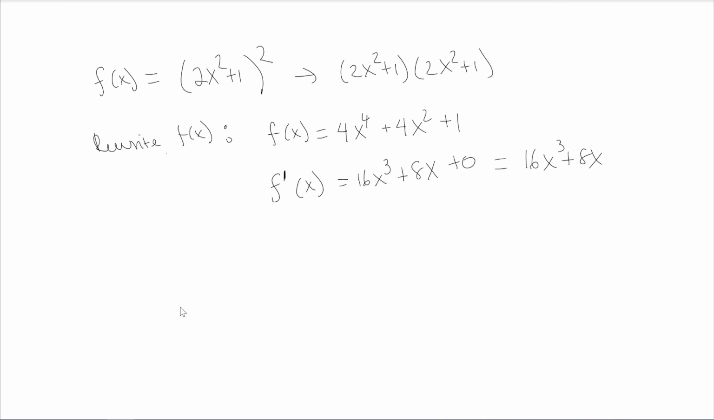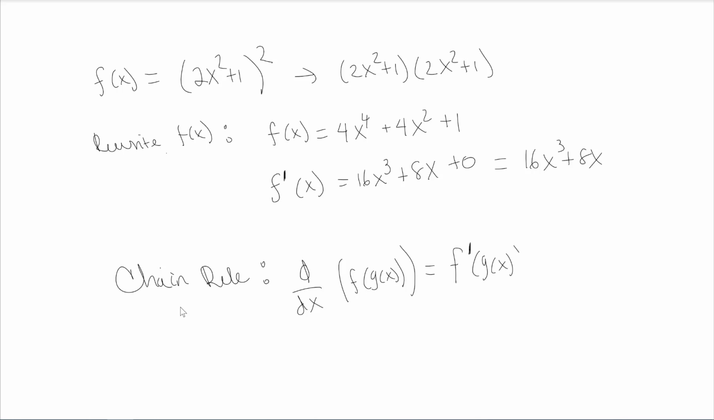So what is the chain rule? What the chain rule says is that when you have a composition of functions, the derivative of the composition of functions is the derivative of the most outside function, so f prime. g stays untouched, and then you do times the derivative of g, g prime of x. So this is the chain rule.